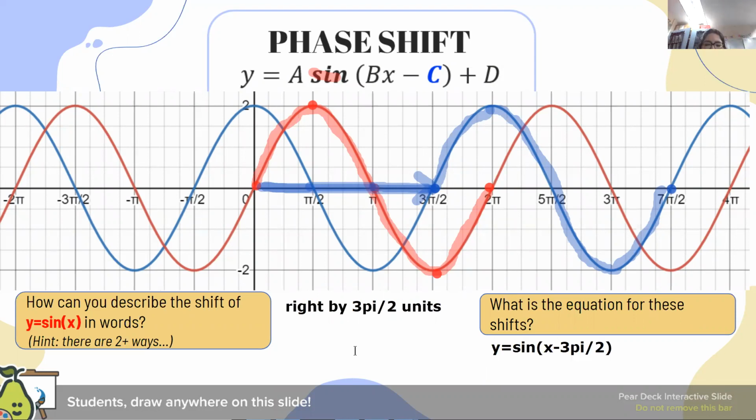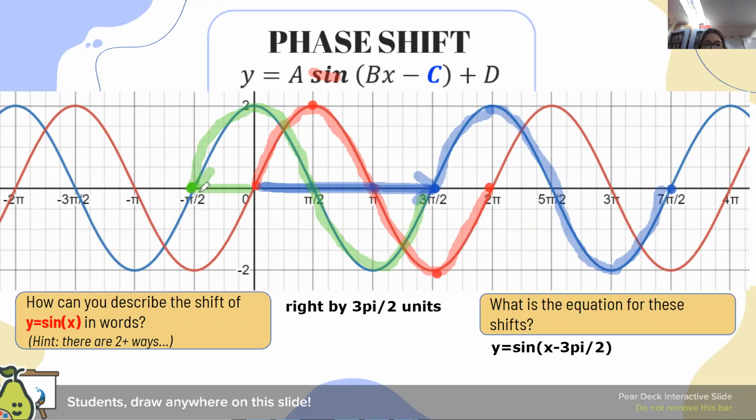Now, this isn't the only way to visualize the graph, and I'm going to use a different color. I'm going to use green. Okay, so that's one way if I'm shifting right. But what if I have a different perception? What if I think about this in terms of shifting left? If I'm shifting left, notice that I only have to go back pi over 2 units to the left, because again, my graph will start going up and then down and finishing its cycle of pi.